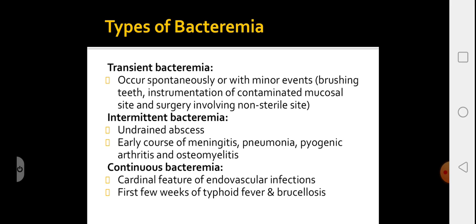Continuous bacteremia is seen in endovascular infections like infective endocarditis, for example, and also during first few weeks of typhoid fever and brucellosis, where bacteria enter the bloodstream at a constant rate.